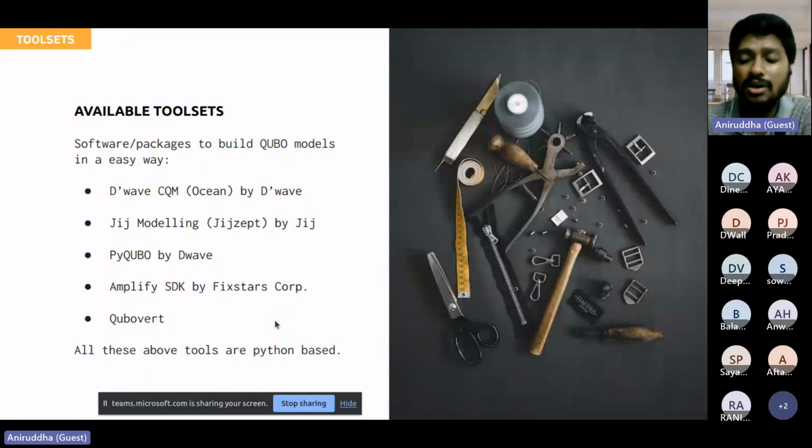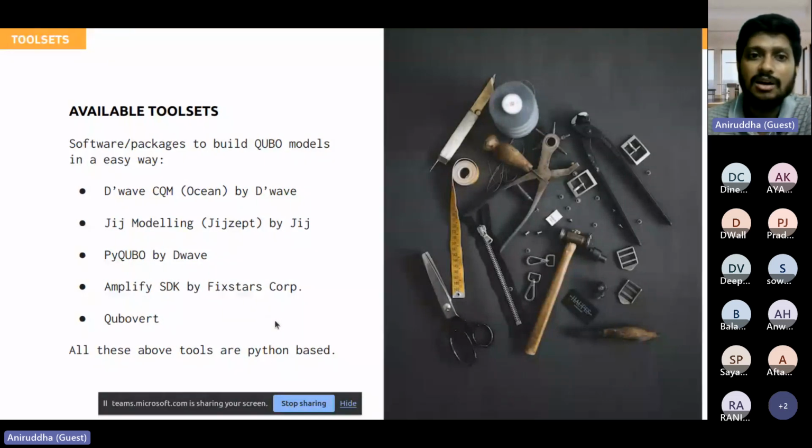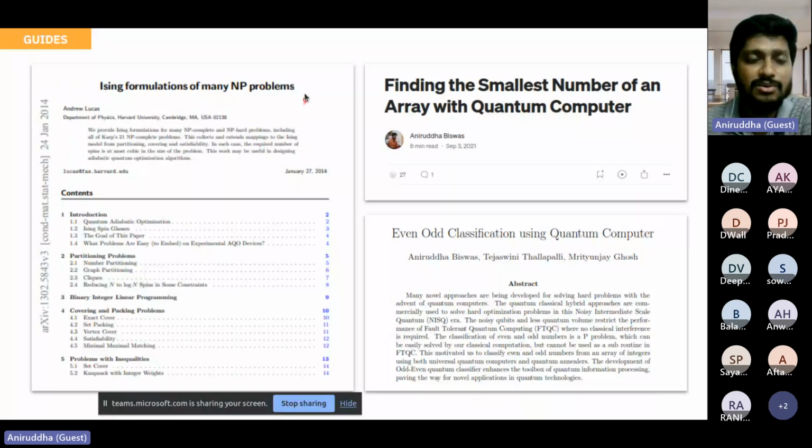If you just want to have a study guide, there are a couple of papers around it. I think the best paper I could find was Ising formulation of many NP problems. Although this talks about most NP class of problems, the examples that I gave you are not NP class problems specifically, except the TSP. Almost 21 problems are there where the author has tried to formulate them as an Ising problem or a QUBO problem. You can also read my articles on Medium, on finding the smallest number of the array as well as the even-odd classification, the examples that I have given here.